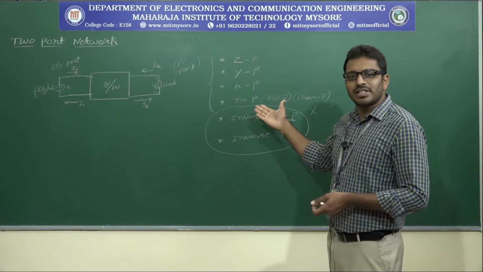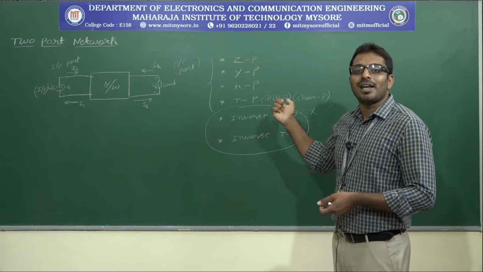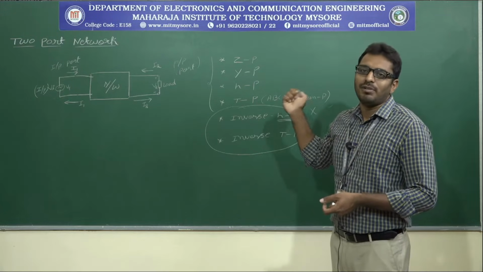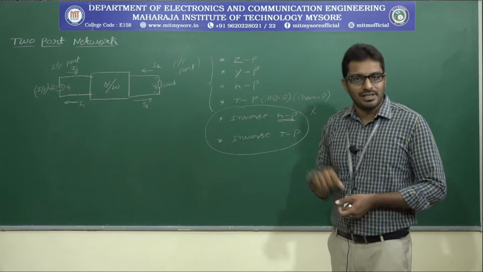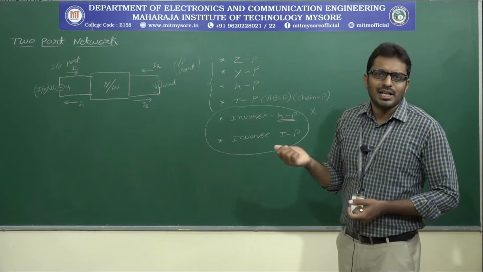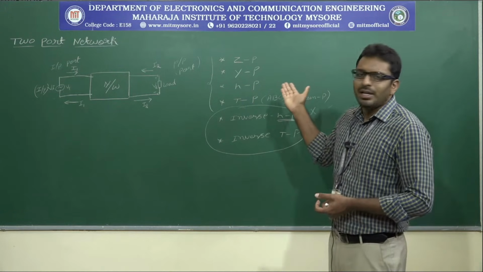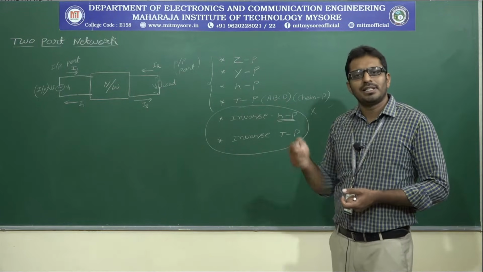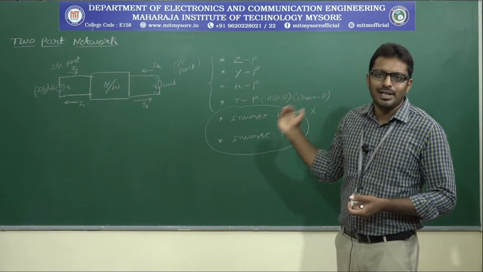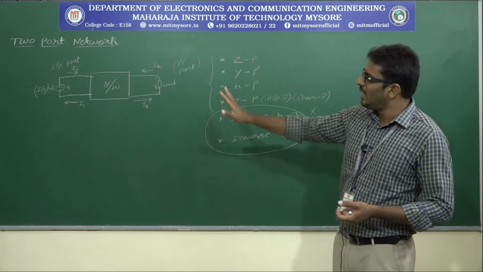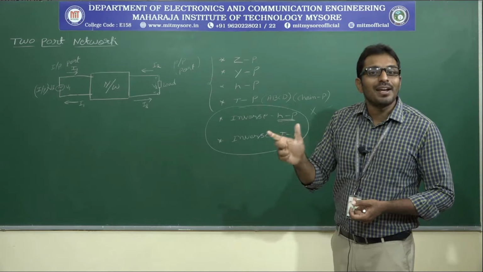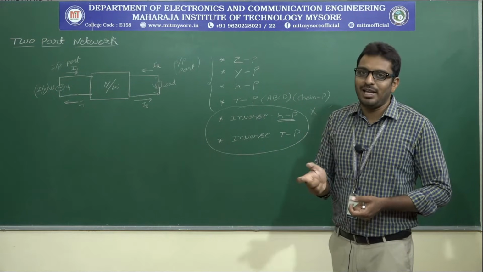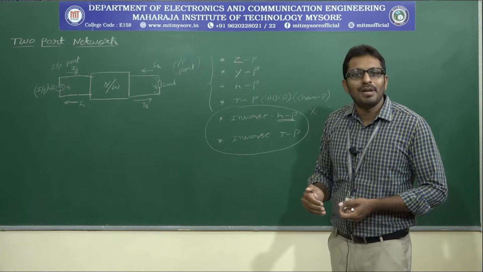And the last one, the fourth set of parameters, are T parameters, also known as ABCD parameters, commonly called chain parameters. Now let us discuss one by one what is Z parameter, how to obtain the equations for Z parameters, then Y, then hybrid, then T parameters. Is that clear? Again, what is a port? Pair of terminals. What is two-port? Two pairs of terminals.